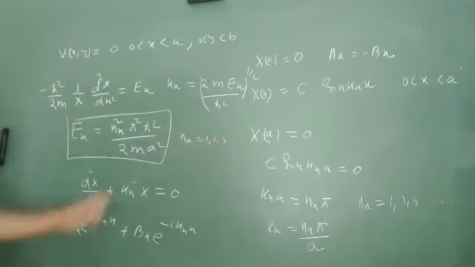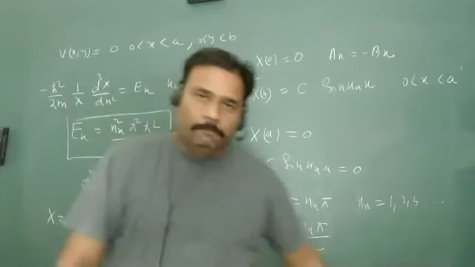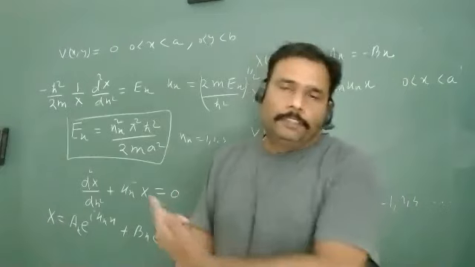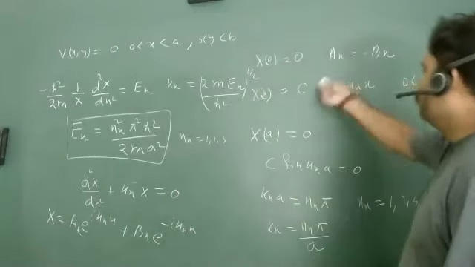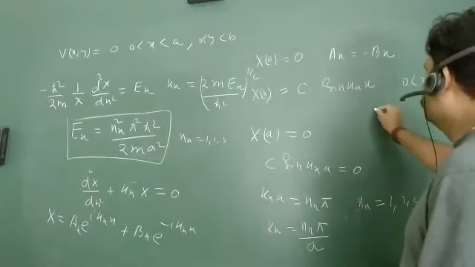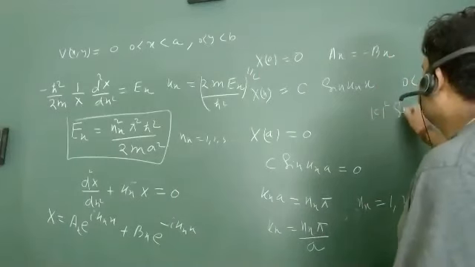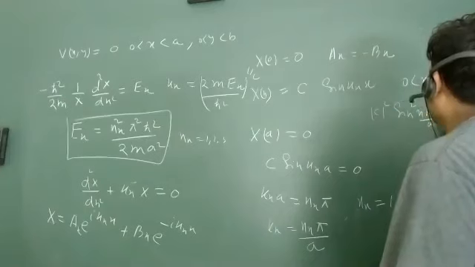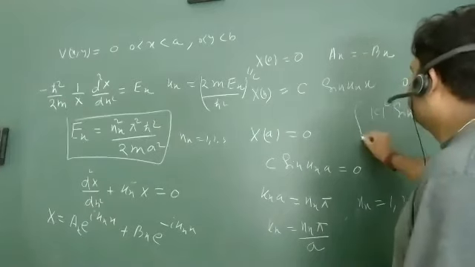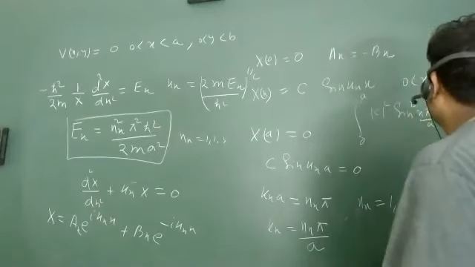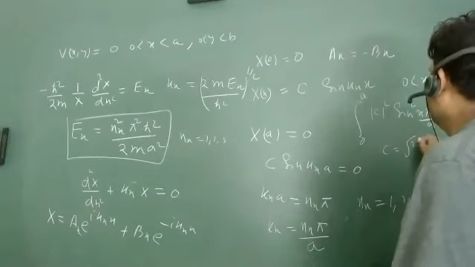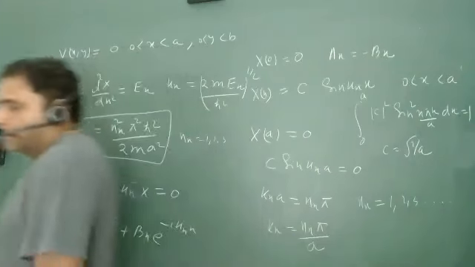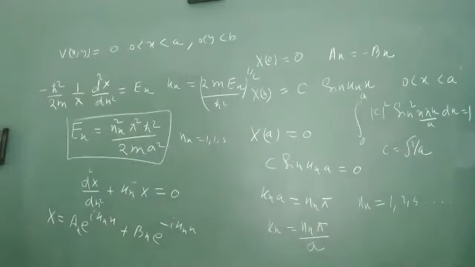And now your wave function must be normalized also, because it has to work like a probability density. So once you normalize it, what will you get? Mod c squared integral of sine squared n pi x upon a dx, from 0 to a, must be equal to 1. So c is equal to root 2 upon a, isn't it? So similarly we can write for y also.